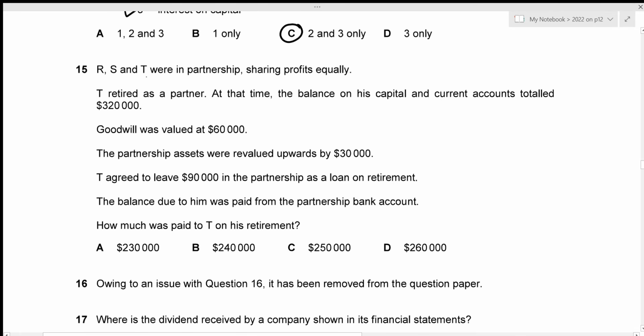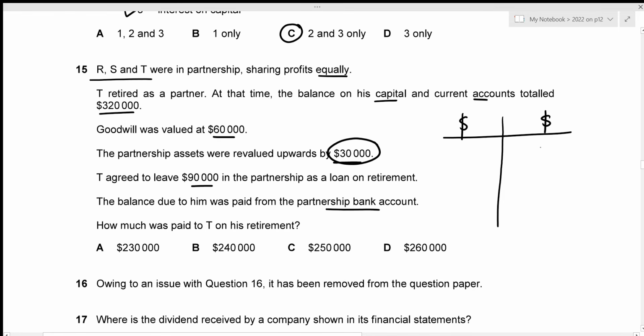R, S, and T were in partnership, sharing profits equally. T retired as a partner. At that time, the balance on his capital and current accounts total 320,000. Goodwill was valued at 60,000. The partnership assets were revalued upwards by 30,000. So this is the profit on revaluation. Then T agreed to leave 90,000 in the partnership as a loan on retirement. The balance due to him was paid from the partnership bank account. How much was paid to T on his retirement? Okay, so we're just going to prepare the capital account for T.